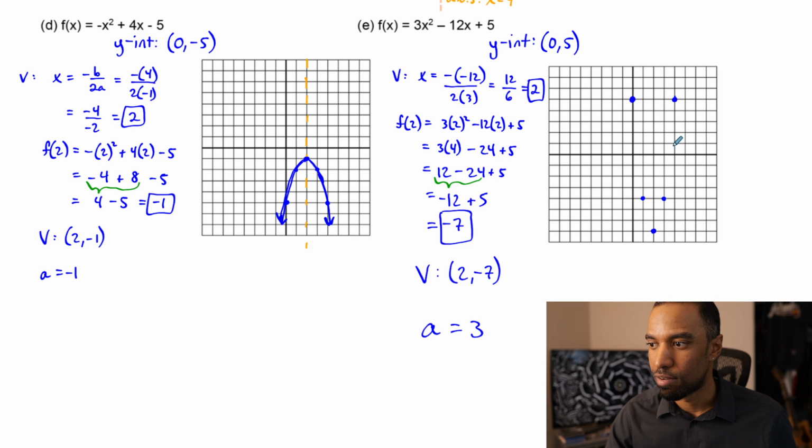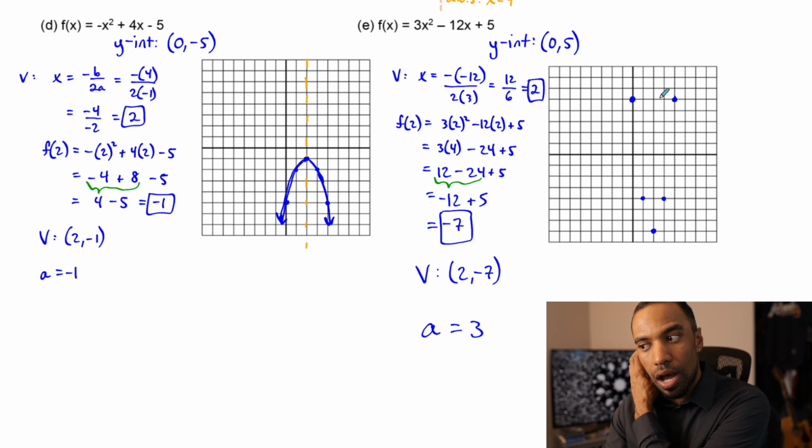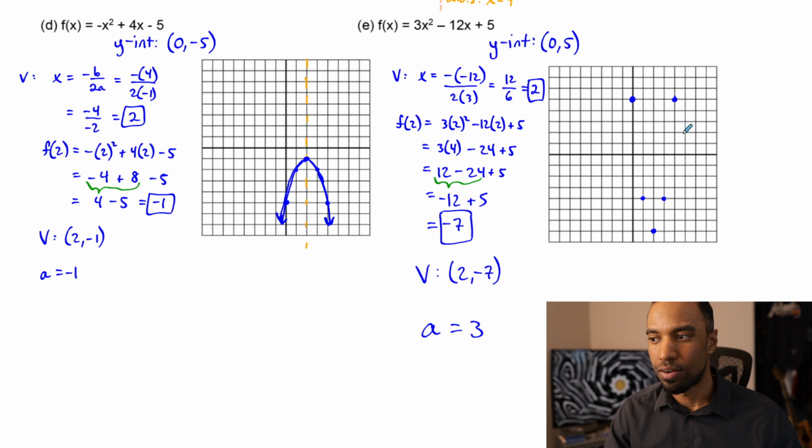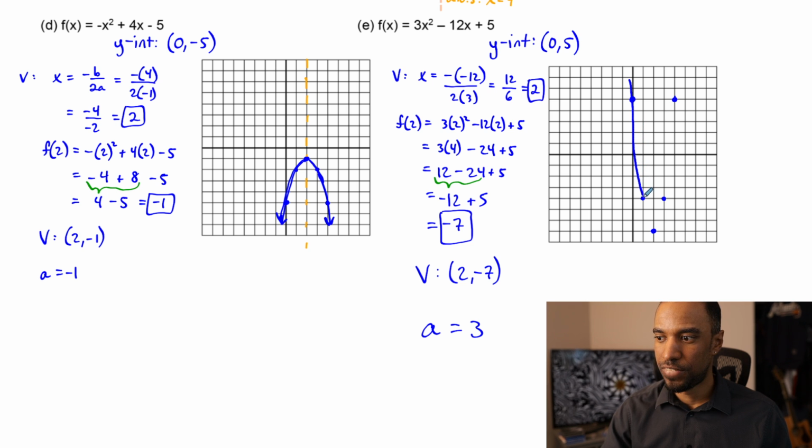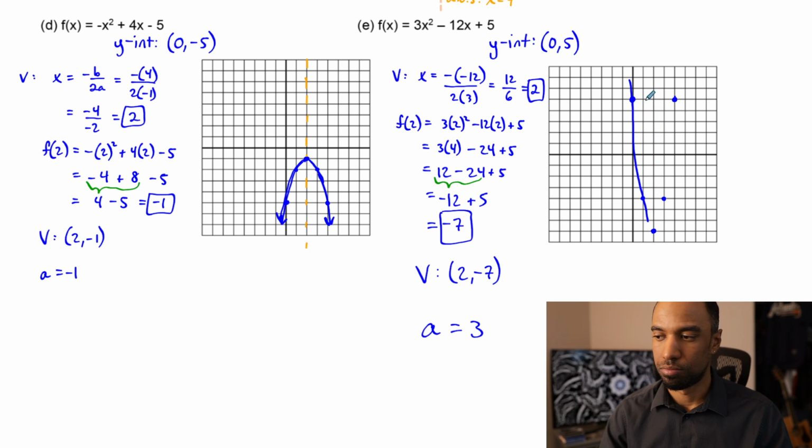1, 2, 3, 4, 5, 6, 7, 8, 9, 10, 11. Hey, look at that. It's at 12 right there. Confirmed by the y-intercept that we already found. It's nice how all these things have very connective tissue. Very cool. Not a very good graph, though.